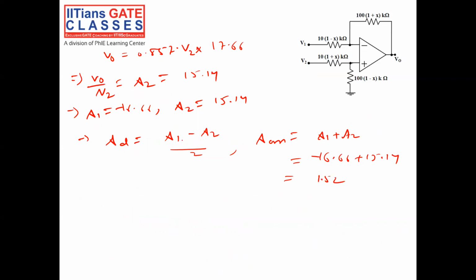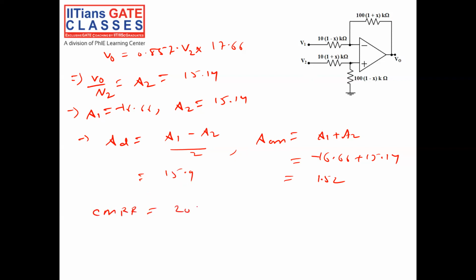1.52. What is (A1 minus A2) by 2? So 16.66 plus 15.14 divided by 2. So I got 9. Okay.